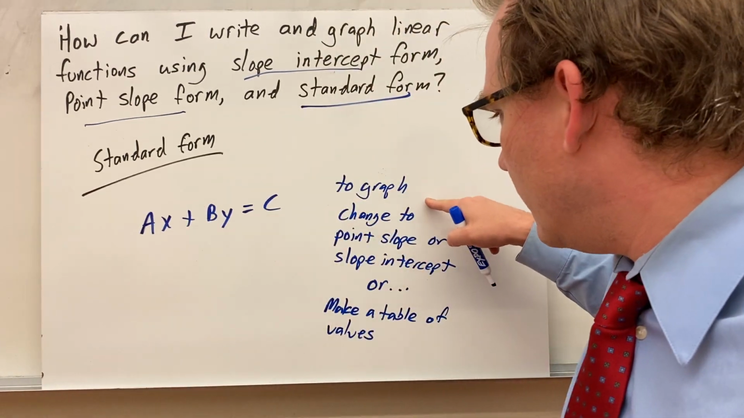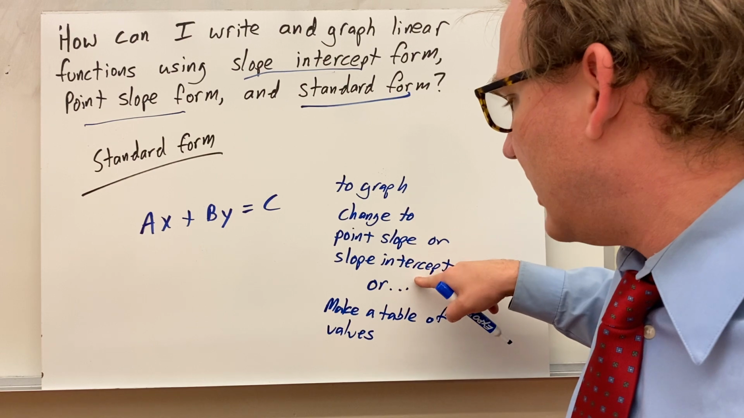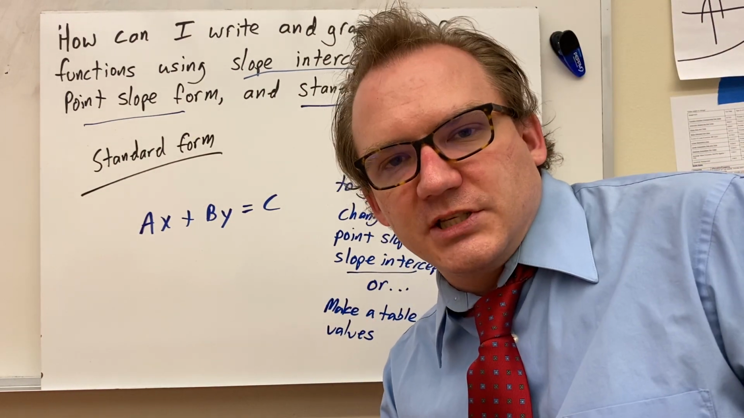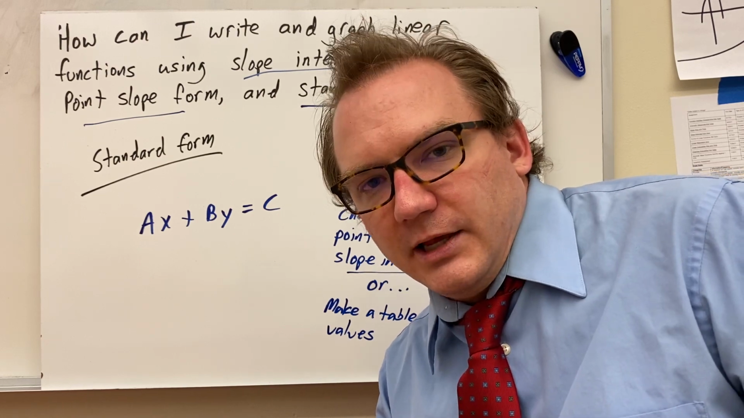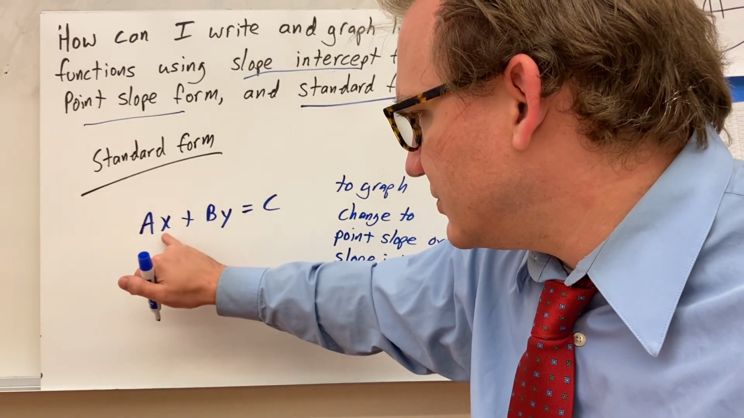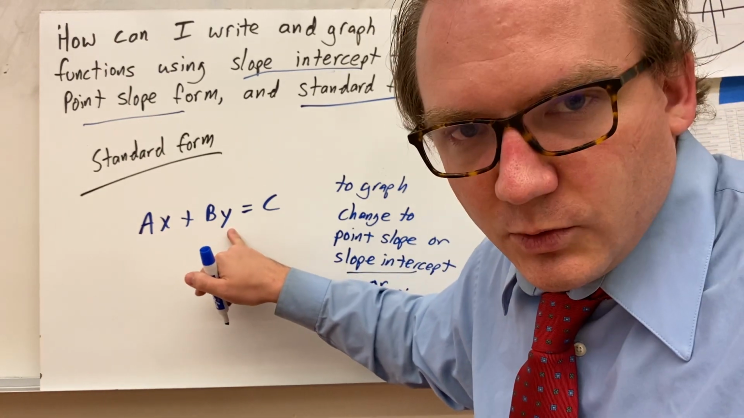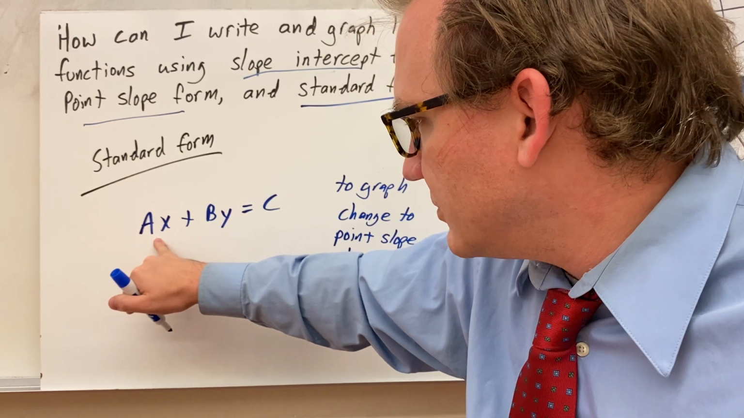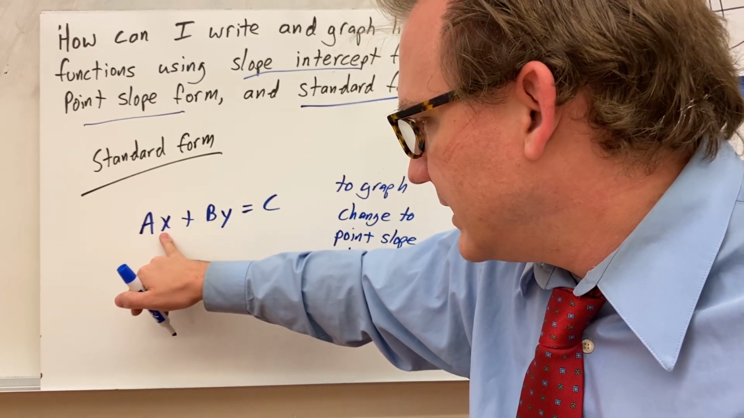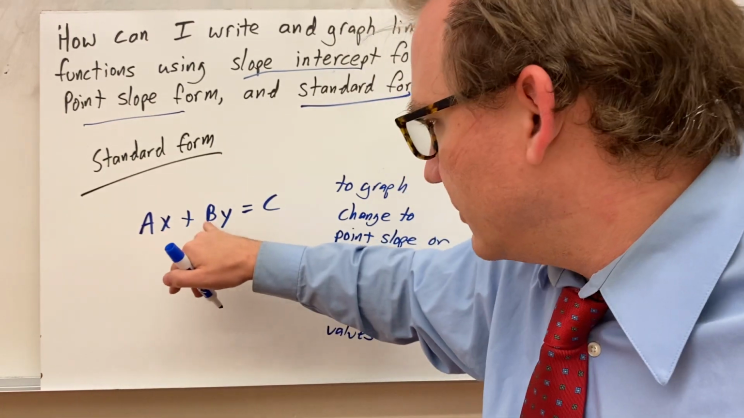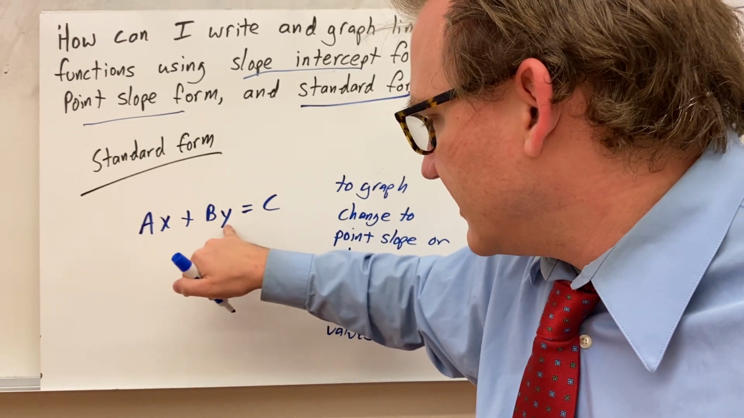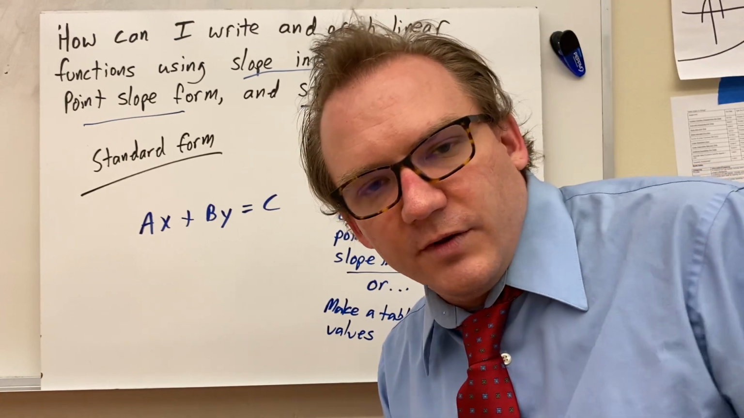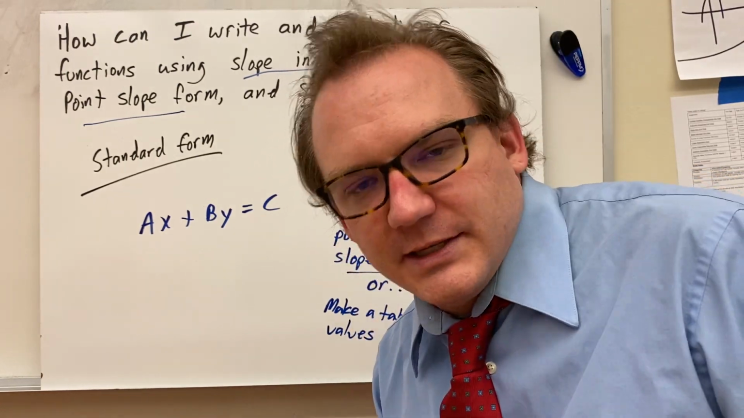To graph it though, you're either going to change it to point-slope or probably slope-intercept form, or you might make a table of values or just substitute in a couple values. What I like to do is substitute 0 in for x and see what y equals, and substitute 0 in for y and see what x equals. It's simple because if I put 0 for x, a times 0 is 0, so by equals c. And if I substitute 0 for y, I end up with ax equals c. It's easier to solve for that one variable, assuming you have a, b, and c.